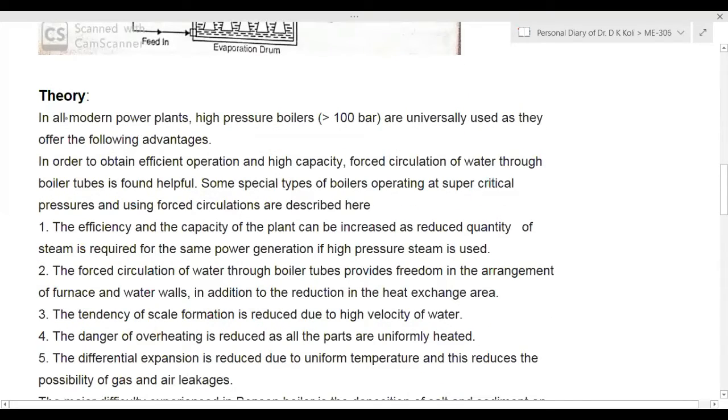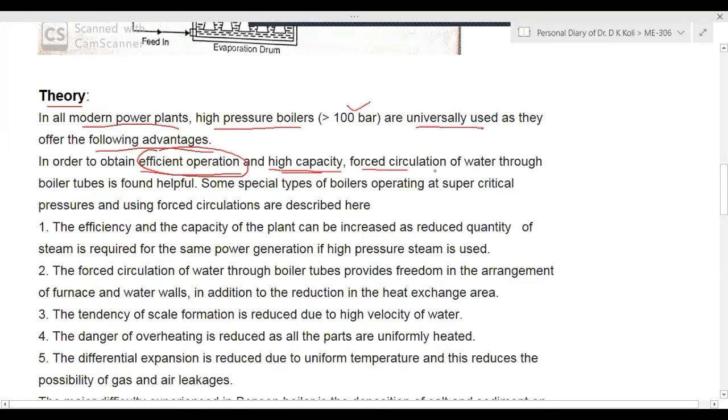So first we are going to the theory. In all modern power plants, high pressure boilers, that is above 100 bar, are universally used as they offer the following advantages. Because of these advantages, we can use all these types of high pressure boilers in our modern power plants. In order to obtain efficient operation and high capacity, this is required. Operation should be efficient, with higher efficiency to convert water into steam, as well as a large capacity to produce steam. Forced circulation of water through boiler tubes is found helpful.